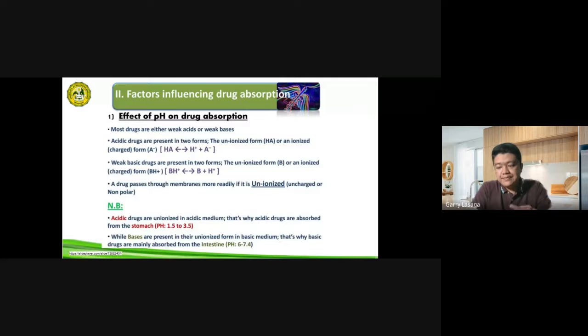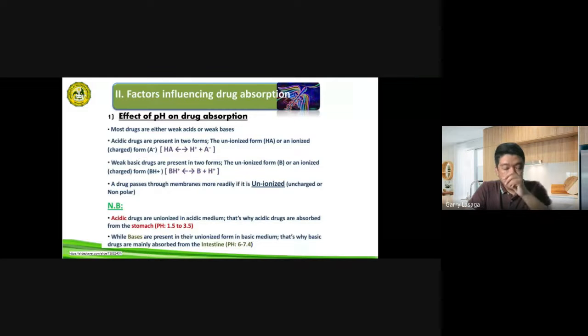So, for example, when a strong acid is put in a solution such as water, its components will readily dissociate from each other, as compared to a weak acid wherein the dissociation from each other is not complete. So acidic drugs are present in two forms. We have the unionized form and the ionized form. What do we mean by an ionized form?